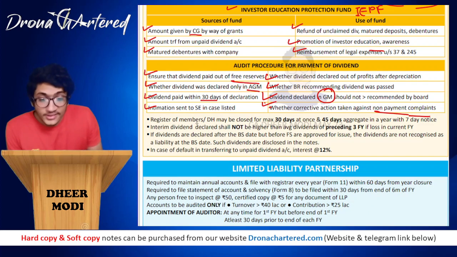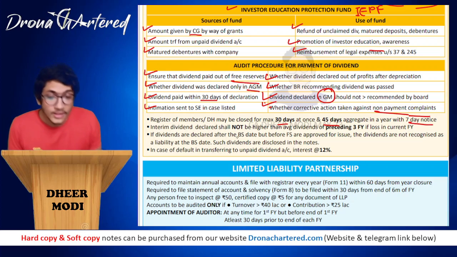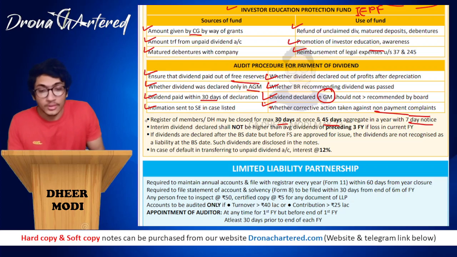Okay. Register of members and debenture holders may be closed for a maximum of 30 days at once and 45 days aggregate in a year. So the register of members and register of debenture holders can be closed maximum for 30 days at once and 45 days aggregate in a year with a 7-day notice. Okay, you cannot just close the books, you have to give a 7-day notice.